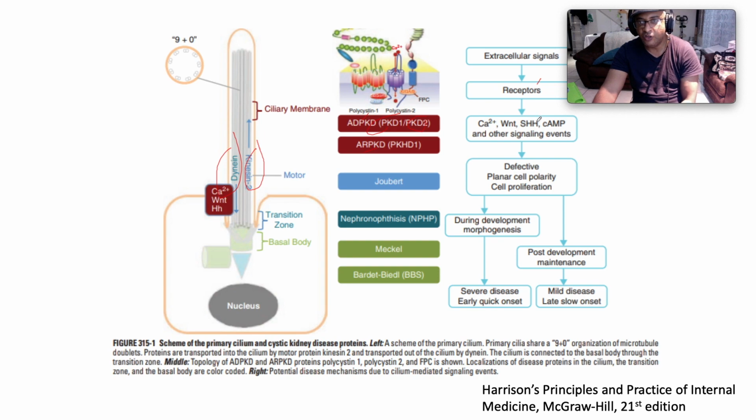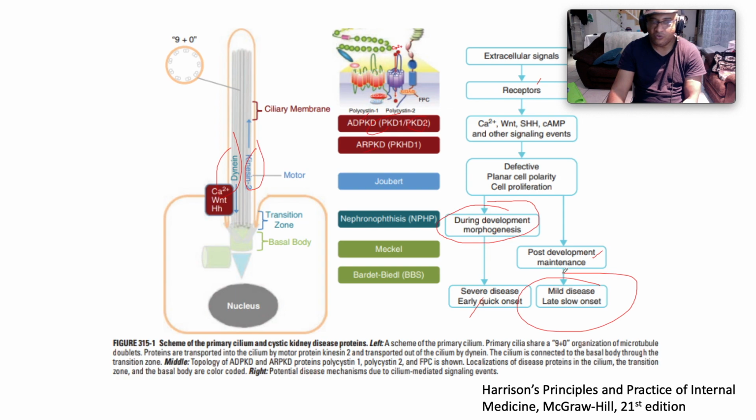defects in which cause manifestations of disease, together with planar cell polarity, cell proliferation. During development, morphogenesis leads to severe disease and early quick onset. Post-development maintenance leads to mild disease and late or slow onset. Okay.